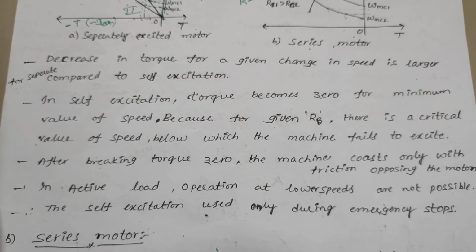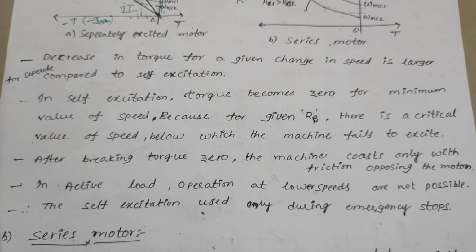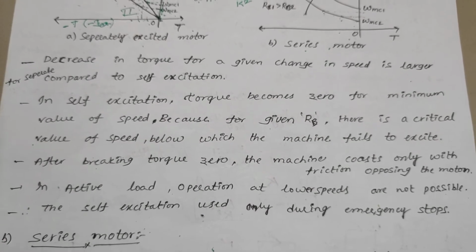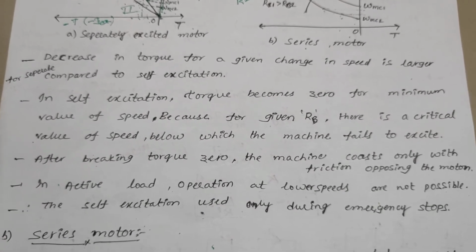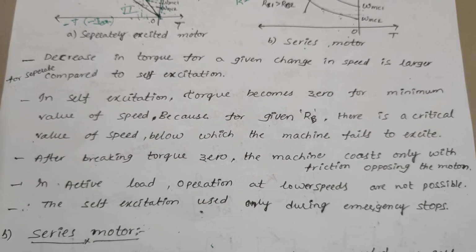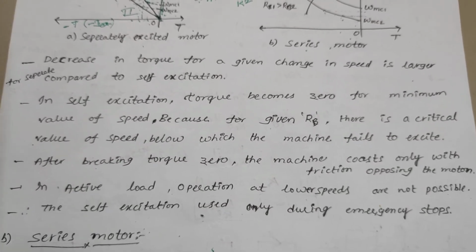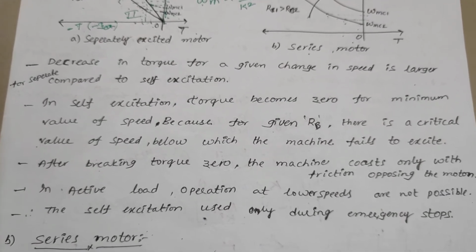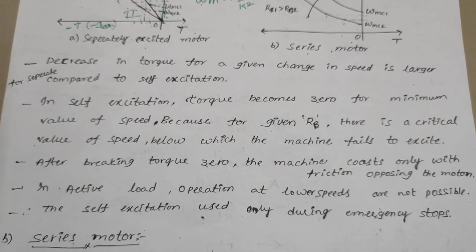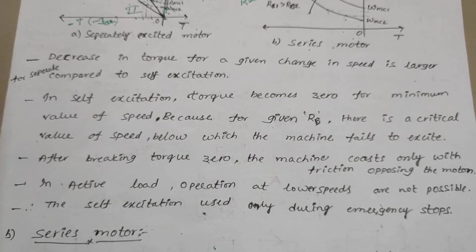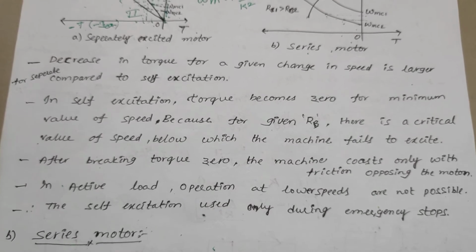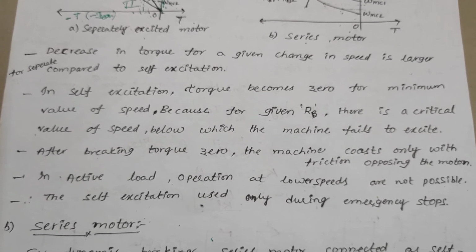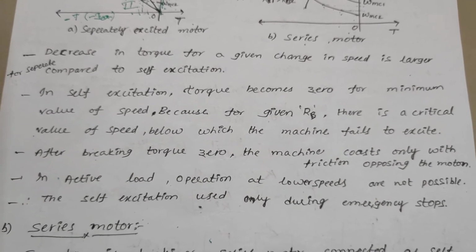Okay. Generally in active load applications, operation at very low speeds is not possible. We cannot get the braking operation at low speeds, because at low speeds it does not self-excite. Self-excitation is generally used during emergency stops. Emergency stops happen at high speeds only. So that's why self-excitation is used only during emergency stops.